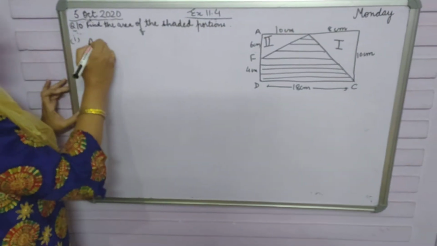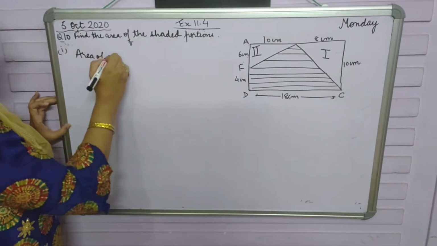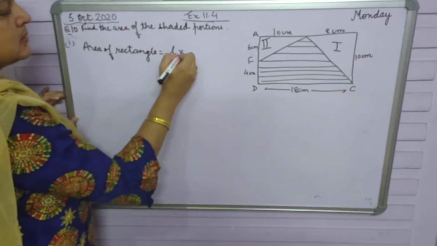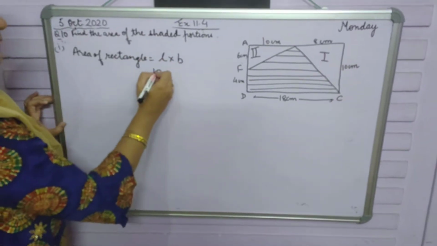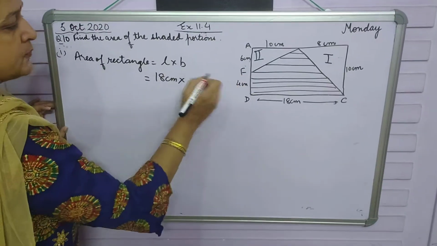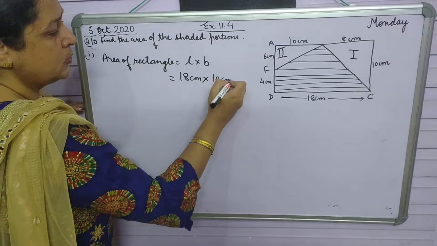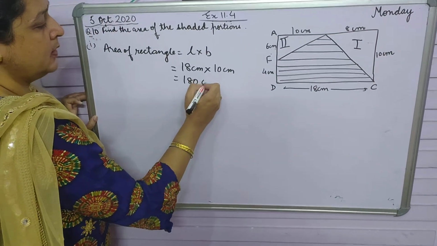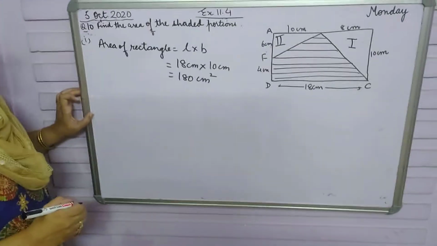So let us find out area of rectangle. Area of rectangle is length into breadth. Length is 18 centimeter, breadth is 6 plus 4, 10 centimeter, or you can see breadth from here, 10 centimeter. So it is 180 centimeter square.